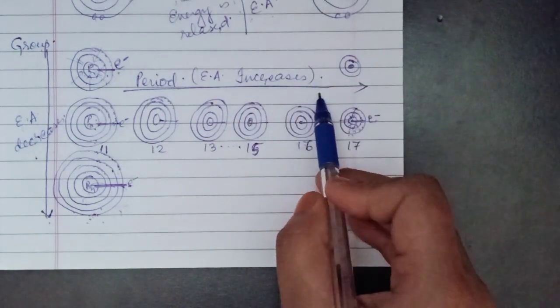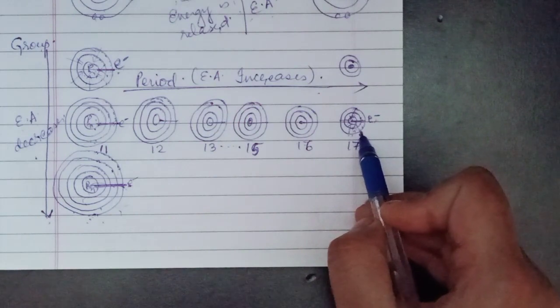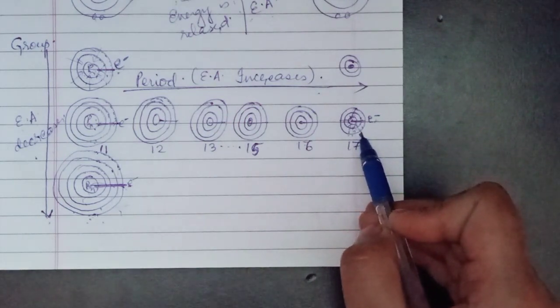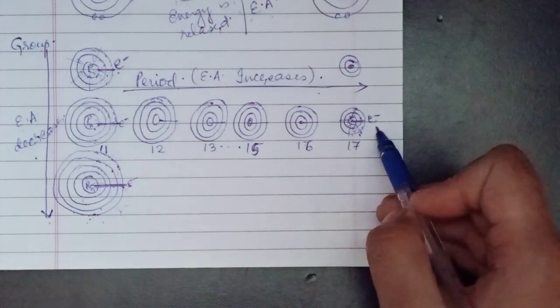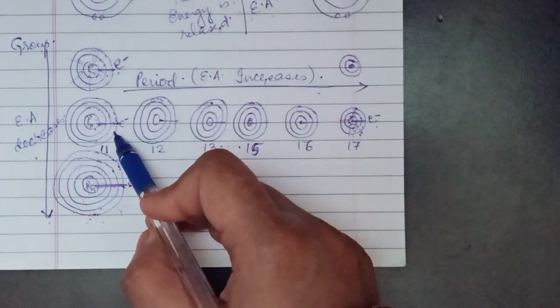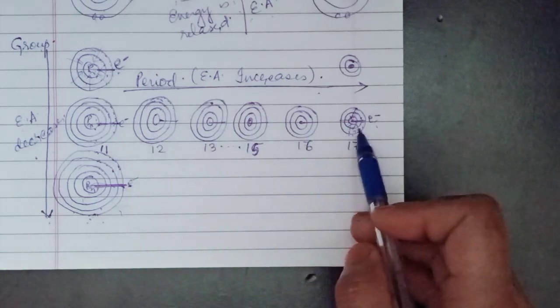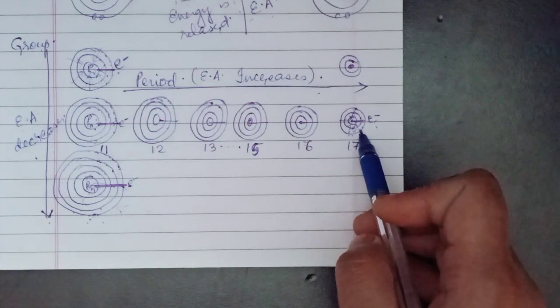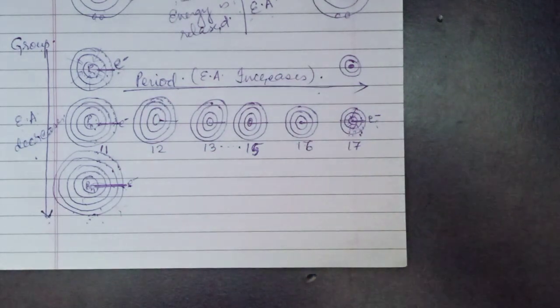Okay, why is it increasing? Due to the decrease in size, and here the nuclear pull is very strong. When you want to add an electron here, it will release lots of energy, and here it is very difficult to add an electron, so here the electron affinity will be least, and on the left side of the periodic table it will be most. Okay, is it clear to you all?